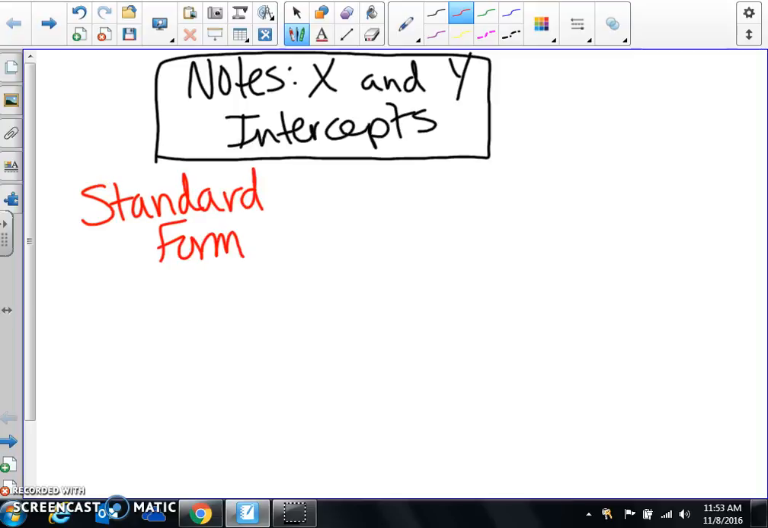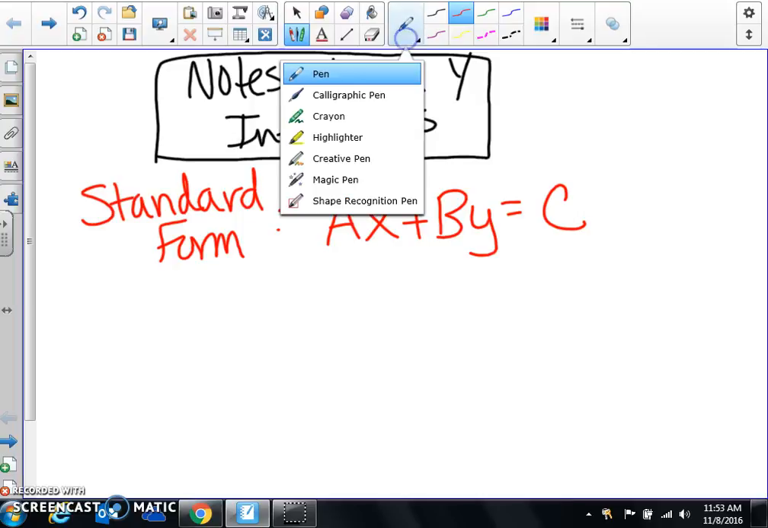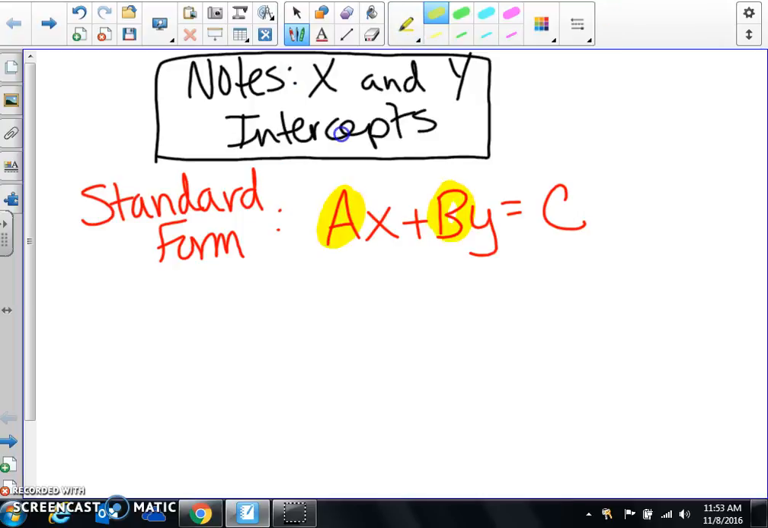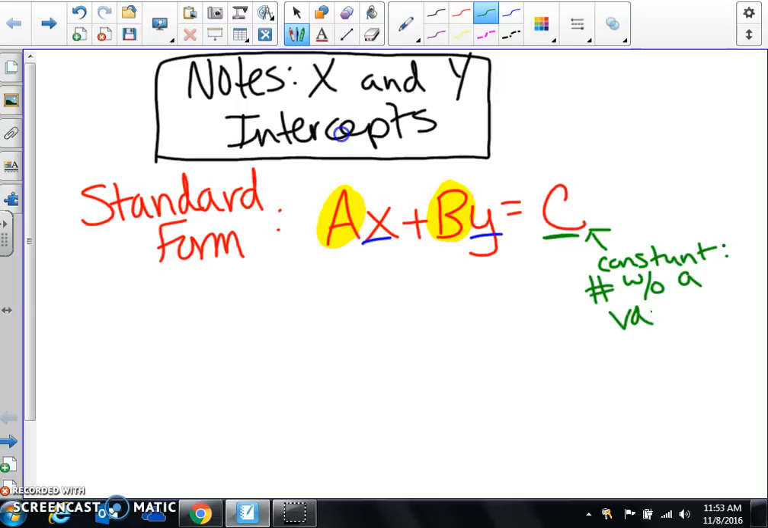So standard form is ax plus by equals c, where a and b are just coefficients. So they're just numbers, okay? And then you have your x and your y, and then the c is your constant. That's your constant, which is just a fancy way of saying the number without a variable, a number without a letter. Okay, so you should have x, y equals a number, essentially. And then you can start breaking it up.